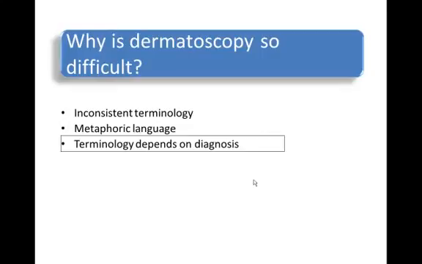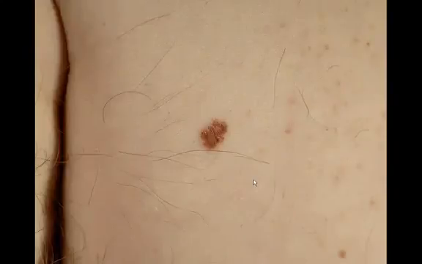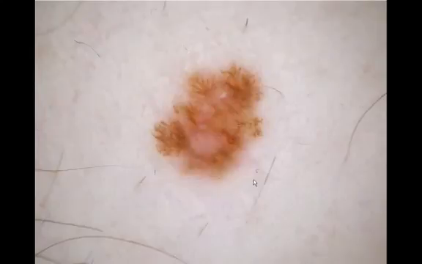And metaphoric language also leads to the third and possibly the most important difficulty. Terminology that depends on diagnosis. What do I mean? This is a pigmented skin lesion viewed with the unaided eye, and this is the same lesion viewed with dermatoscopy. You can see here radial lines at the periphery, radial lines. Now, we call them radial lines or radial streaming if it's a melanoma. But if this lesion would be a BCC, we would call them leaf-like areas.